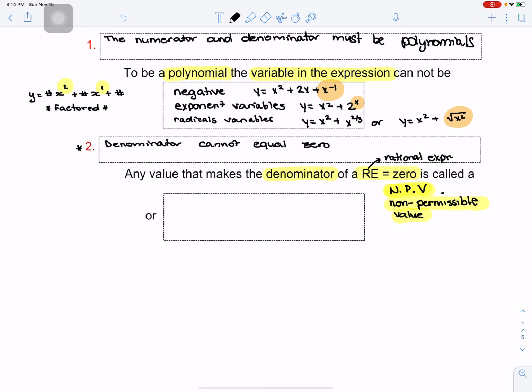Just in case you missed the abbreviation, we're talking about a rational expression, which is a polynomial divided by a polynomial, okay? So we have non-permissible values, which everywhere in the notes I'm going to write as NPVs, or restrictions, okay? They're both considered the same thing. Anything that makes the denominator 0 is your restriction.